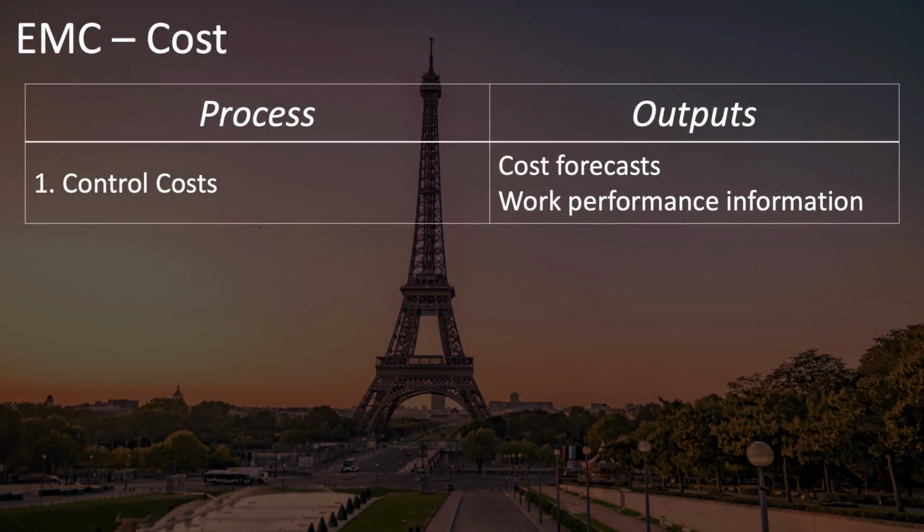The control costs process has just two primary outputs. They are cost forecasts and work performance information supporting those cost forecasts. There are some secondary outputs, but we'll come to those later.